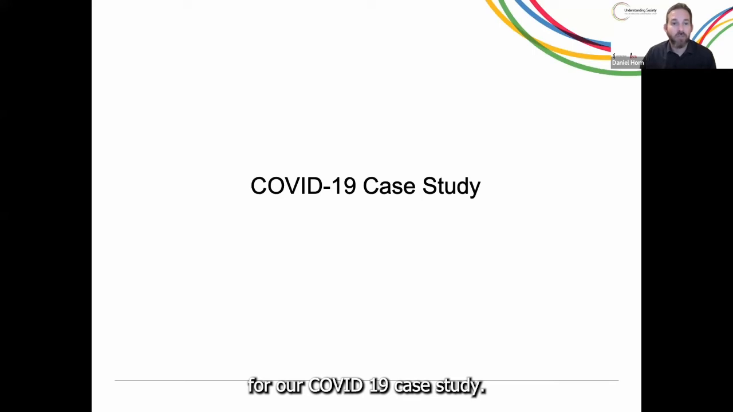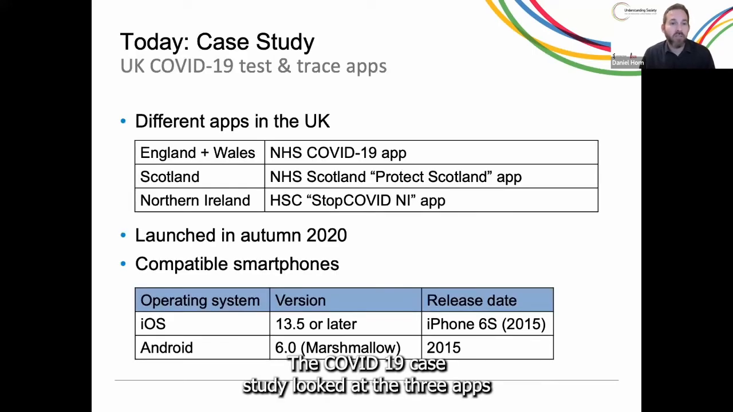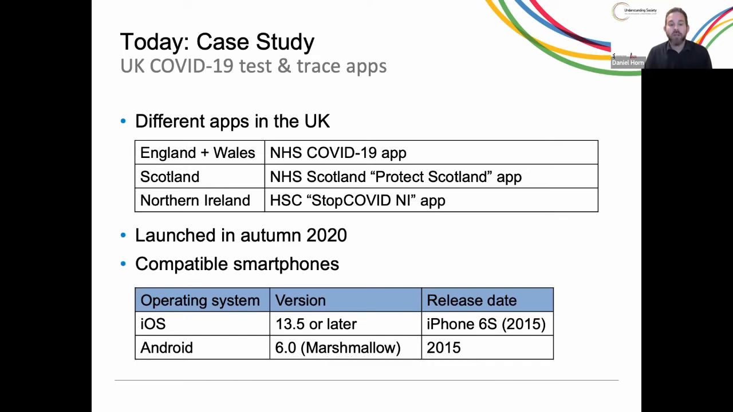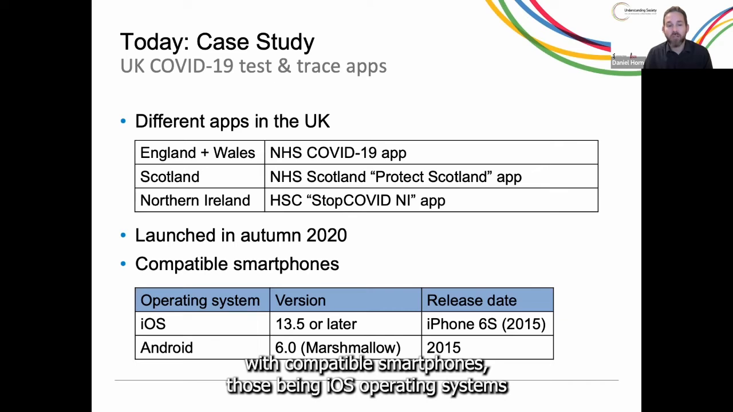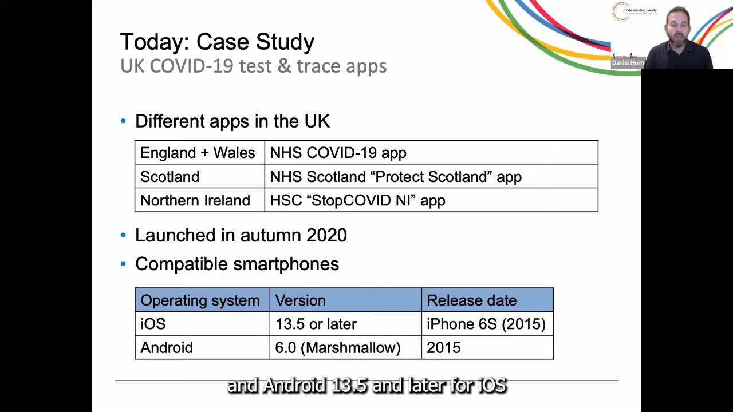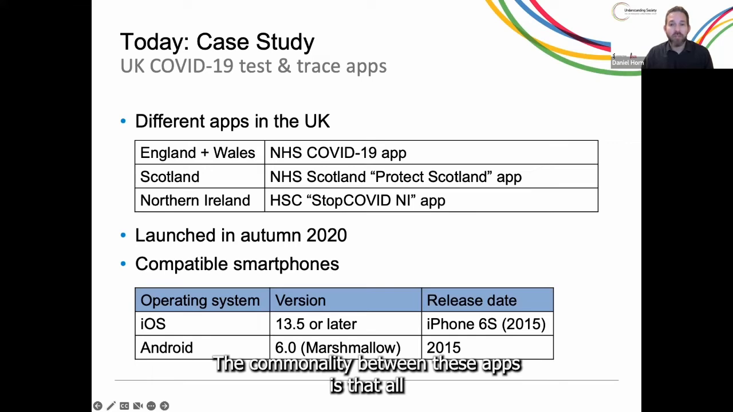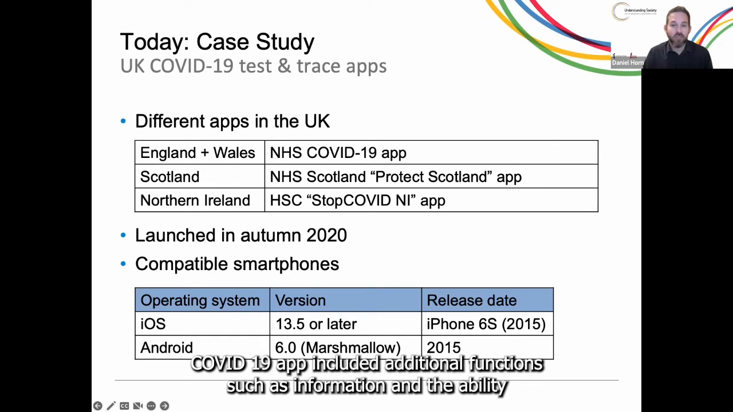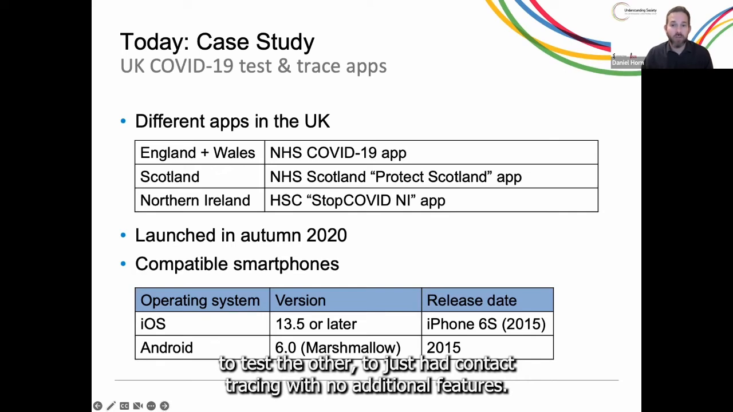For our COVID-19 case study, we looked at the three apps that were rolled out in the UK: England and Wales, obviously, and Scotland and Northern Ireland. They were launched in autumn of 2020 with compatible smartphones, those being iOS 13.5 and later and Android 6.0 and later. The commonality between these apps is that all included contact tracing, but the NHS COVID-19 app included additional functions such as information and the ability to book tests. The other two just had contact tracing with no additional features.